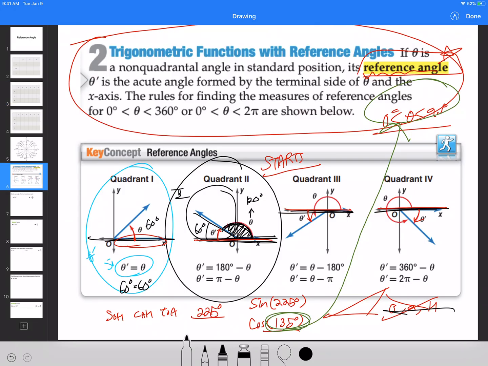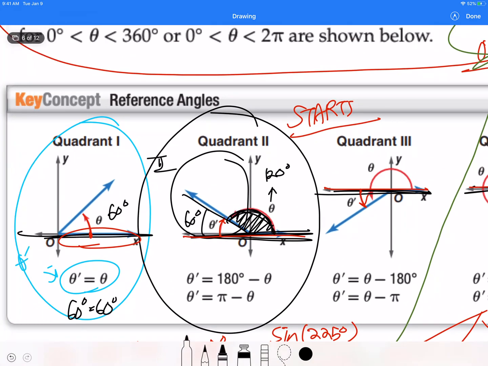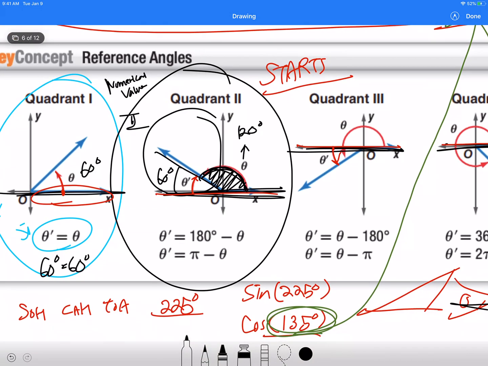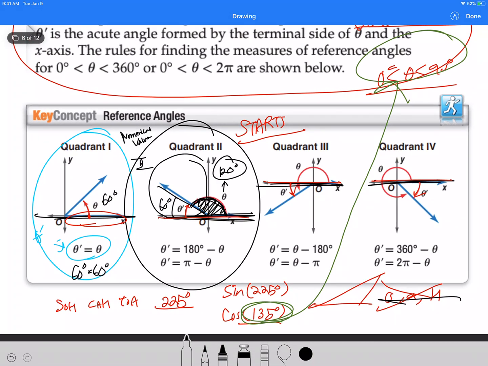So that's why the reference angle is so important, because it gives you the correct numerical value for your trig functions. If I were to ever ask you to find the reference angle of 120, you would be using this formula right here, where if it's in degrees, you would do 180 minus theta. So 180 minus 120 gives me 60.